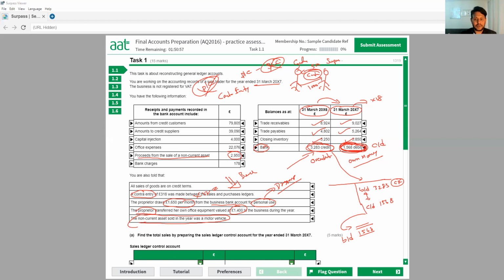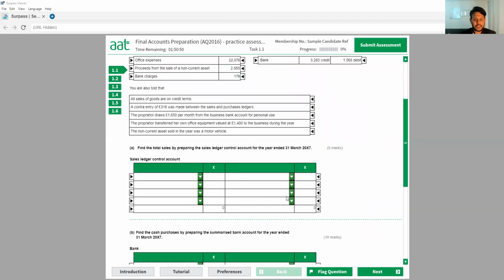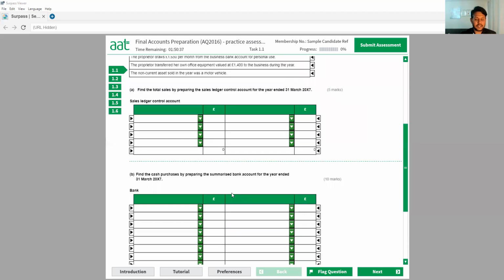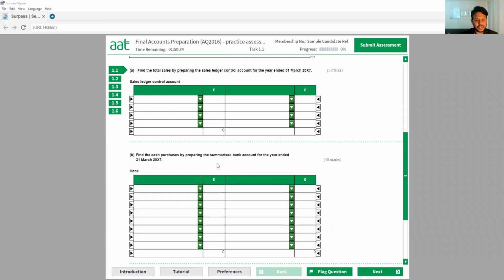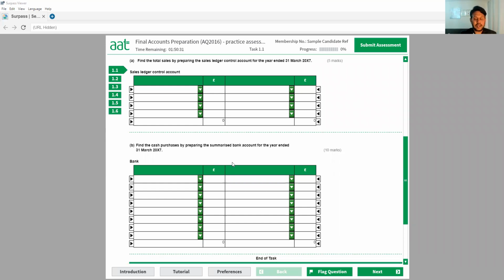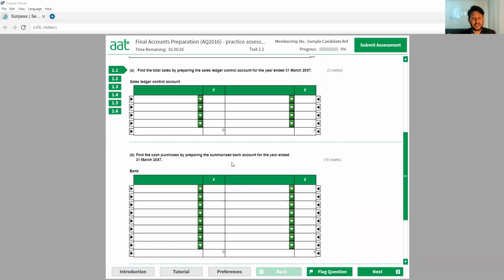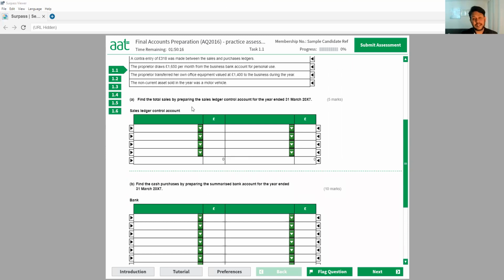Now let's look at the requirement. The first requirement is asking, find the total sales by preparing the sales ledger control. They're asking to find the sales. So we need to make the T account to find the sales. How much is the sales? The next one asks, find the cash purchase by preparing the bank account. So from the bank account, I'm going to find the cash purchase. It is very important to read the requirement so that you understand what exactly we are looking for from this question. So from the first one, A, we are looking for the sales. From the B, we're looking for the cash purchase.